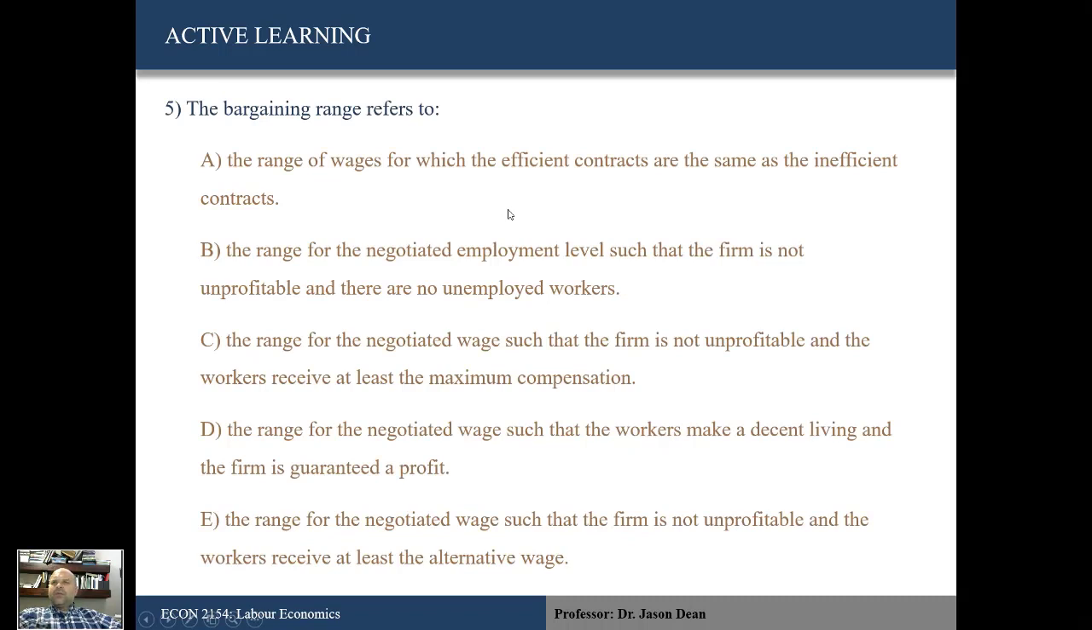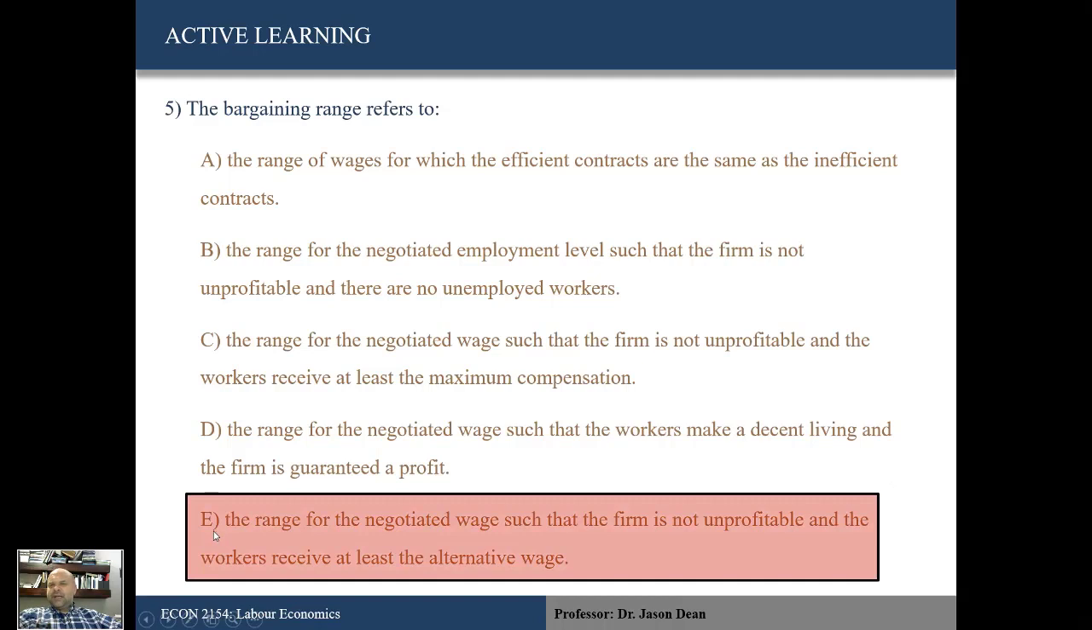The bargaining range refers to which of the following is true? So the answer is E, the range for the negotiated wage such that the firm is not unprofitable and the workers receive at least the alternative wage. So if you remember in the diagram, it was between W subscript 0 and W subscript A. W subscript 0 referred to the zero profit condition for the firm, so it can't be higher than that.